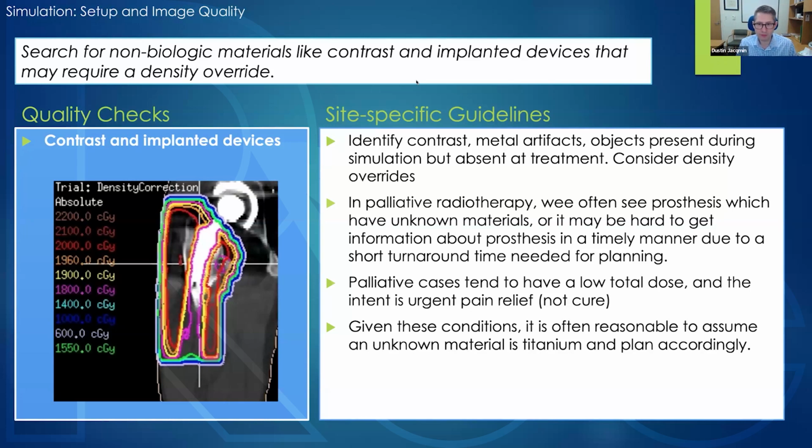So, given these circumstances, and given that the goals of palliative radiotherapy are urgent pain relief and not cure, it is often reasonable to assume that an unknown material is titanium, plan accordingly, and accept the additional uncertainty associated with maybe the wrong material composition, knowing that you're going to be pretty close, and that if the overall goal is pain relief, it probably doesn't matter for that kind of case.